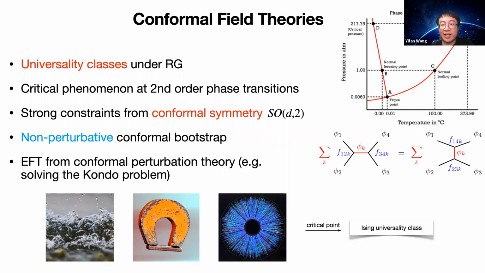This universality class, or the CFT itself, is strongly constrained by the symmetry that it preserves. In this particular case, it will be SO(3,2) conformal symmetry. And in general, it will be SO(d,2) conformal symmetry for a d-dimensional fixed point.